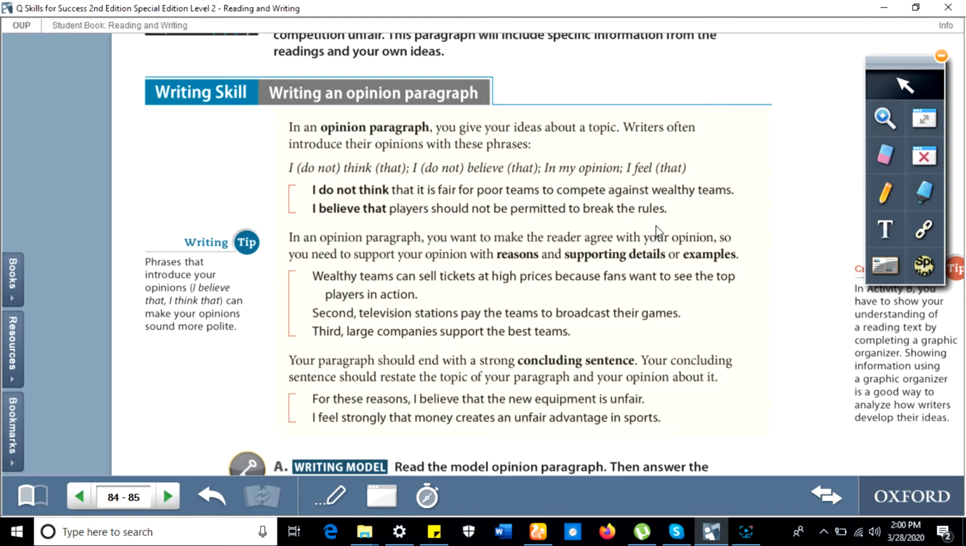Today we are going to talk about Q Skills, Reading and Writing, Level 2 book, writing section, and the topic is writing, page number 84, and the topic is writing an opinion paragraph.